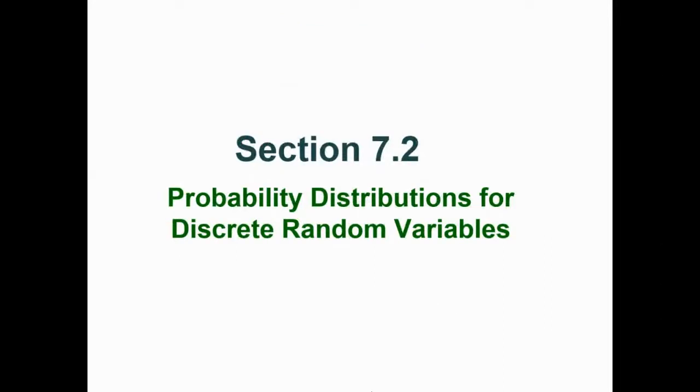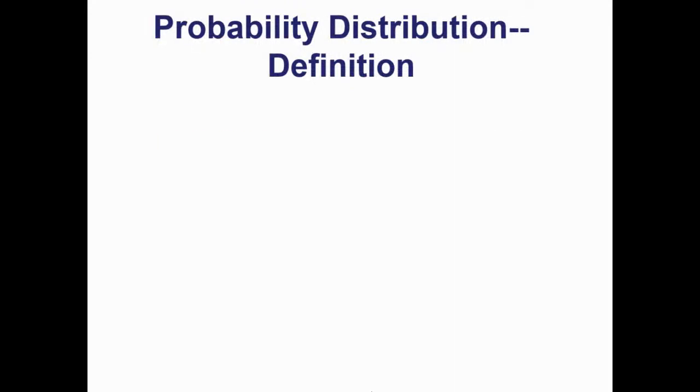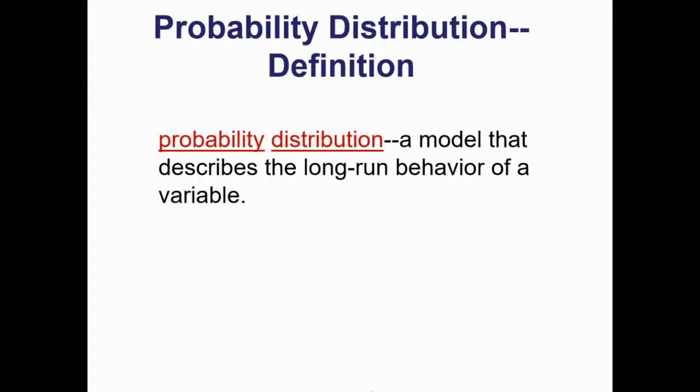7.2. We're going to look at discrete distributions and, yeah, just probability distributions for discrete random variables. So a probability distribution is a model that describes the long-run behavior of a variable. So it's not just, okay, I'm going to roll a dice, oh, probability is 1/6. I mean, it could be that, but that's, again, based on long-run observations.